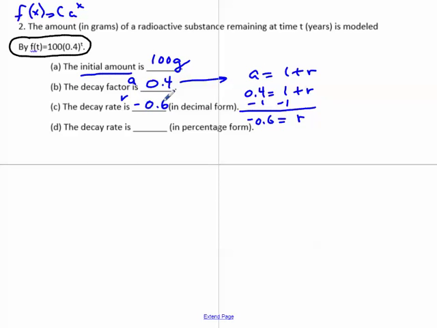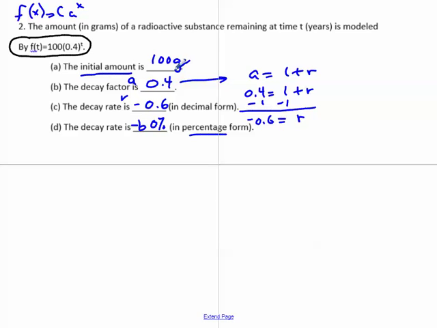If we've got a decay rate of negative 0.6, in percentage form it is negative 0.6 times 100%, which gives us 60%. And keep in mind, it's negative. Negative 60% is our decay rate in percent form. Negative 0.6 is the decay rate in decimal form. Decay factor a is 0.4, gotten from the equation.